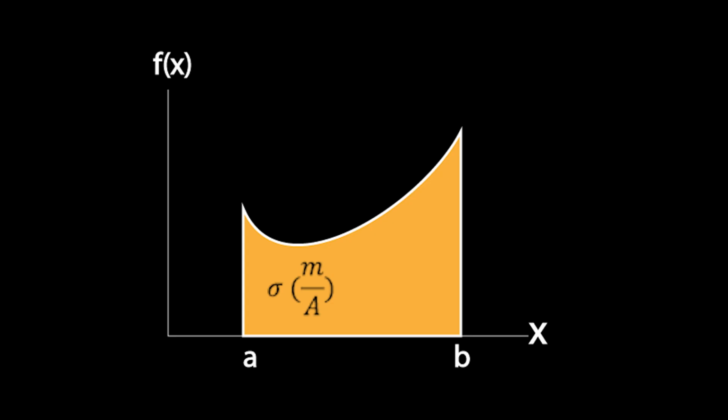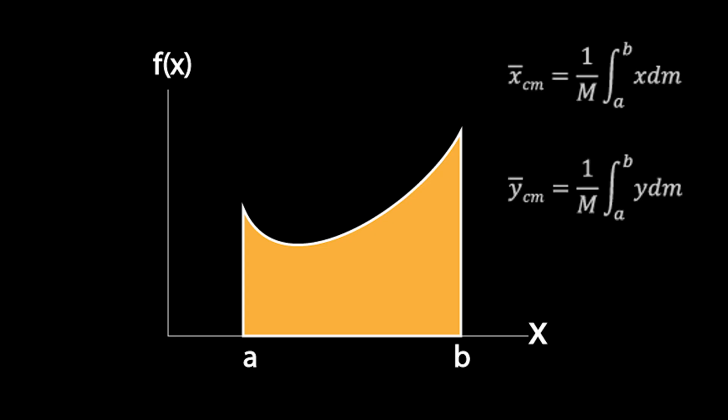Well, let's start off with a definition for the x-coordinate of the centre of mass. And that's defined as this. X of the centre of mass is equal to 1 over the total mass times the integral from a to b of x dm. And that's how it's defined. And that gets you your answer.